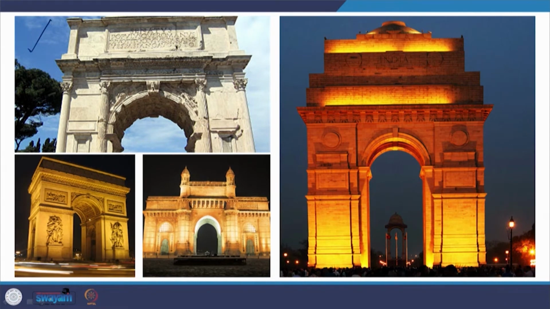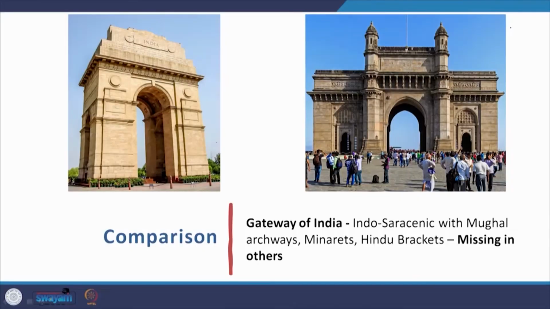Now similar gates exist in different parts of the world. For example, the Arc de Triomphe in Paris, which is also an example of a similar gate, and then of course the Gateway of India, which was also built for the arrival of the British Emperor in Mumbai, and then the India Gate in New Delhi. These are all connected ideas. If we compare the Gateway of India with India Gate, we again draw the same comparison of the amalgamation of Indo-Saracenic architecture as we see in the Gateway of India.